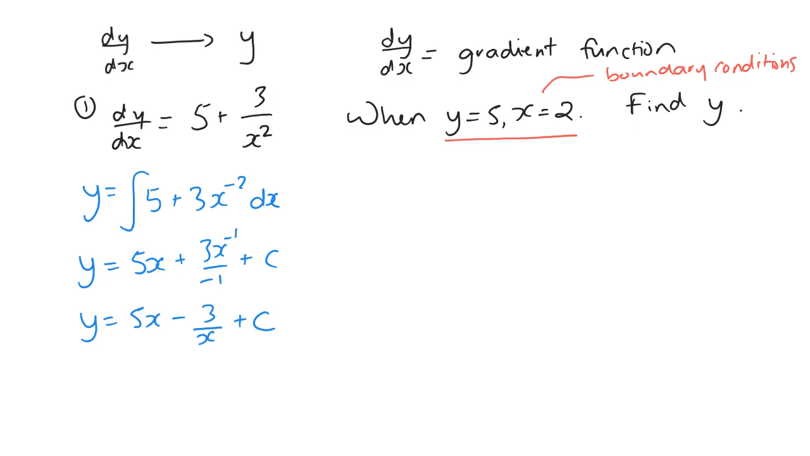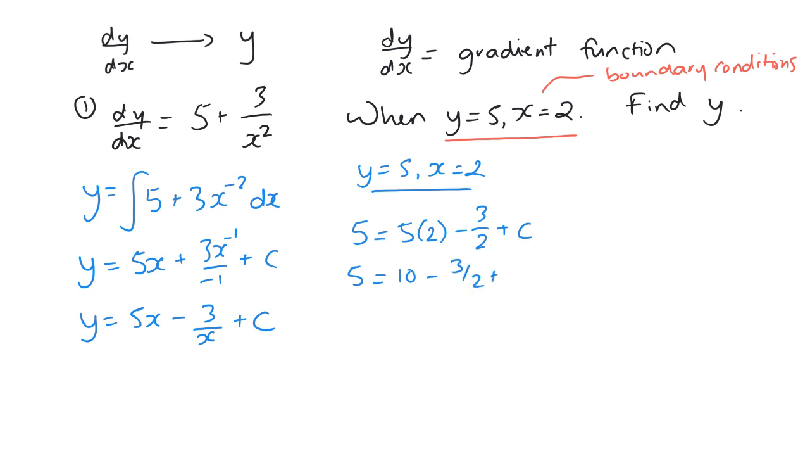Now we're told that when y is 5, x is 2, so we can use these boundary conditions to find c. So when y is 5, x is 2, so put that into our expression for y. So we've got 5 equals 5 times 2 minus 3 over 2 plus c. So 5 equals 10 minus 3 over 2 plus c. Rearrange that and you get that c is minus 7 over 2 just by solving that equation.